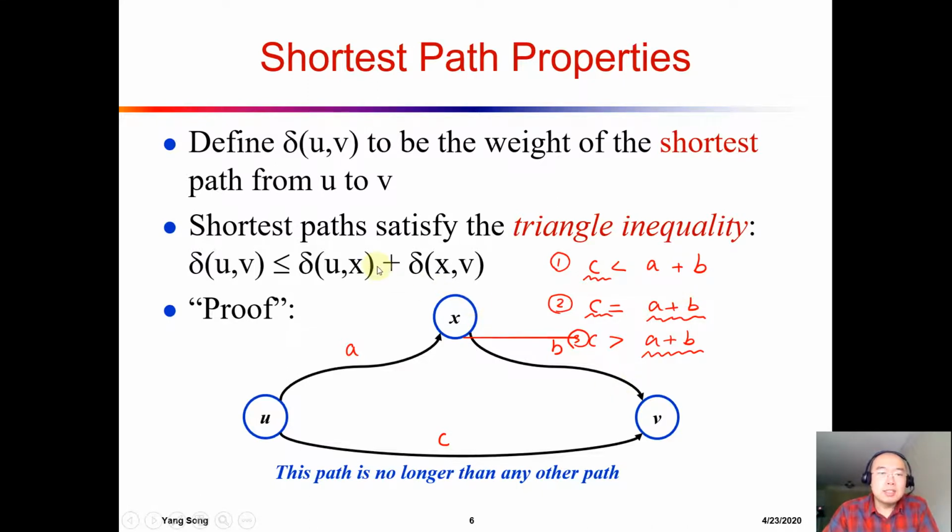So the shortest path between u and v will be either equal to the delta of ux and xv, or it is smaller than the delta of ux and xv. Okay, so is this going to be greater than? It is impossible, because if it is greater than, then we are going to take this part. If this is greater than, then this is no longer the shortest path between u and v.